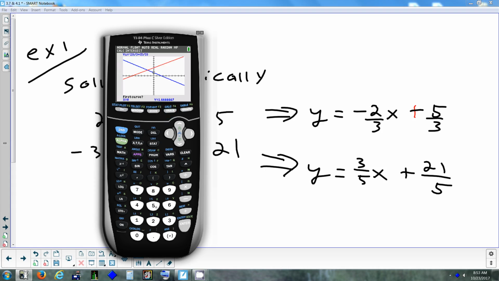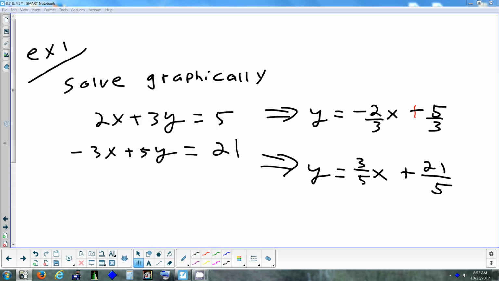And intersect. And you have to pick a point on your first curve, which is my blue one. Pick a point on the red one. And the guess doesn't matter because there's only one intersection. If there were multiple, you have to put the guess closer to the one you want. Okay, so the intersection point is negative 2, 3.